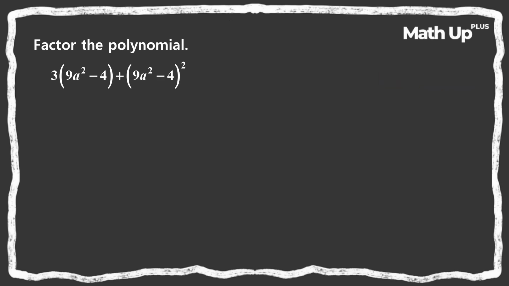Next question, we have 3 times 9a squared minus 4 plus 9a squared minus 4 squared. First thing we're going to do, we have a 9a squared minus 4 here, 9a squared minus 4 here. So let that be a. Then this is equal to 3a plus a squared. Then the common factor is a, right? So a times 3 plus a.